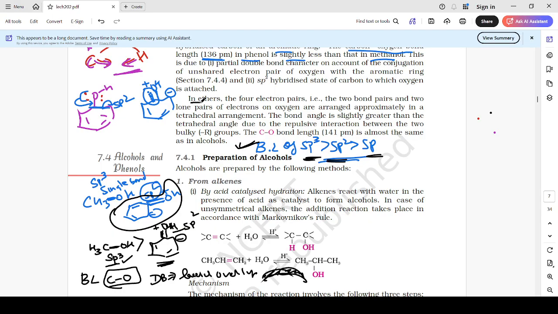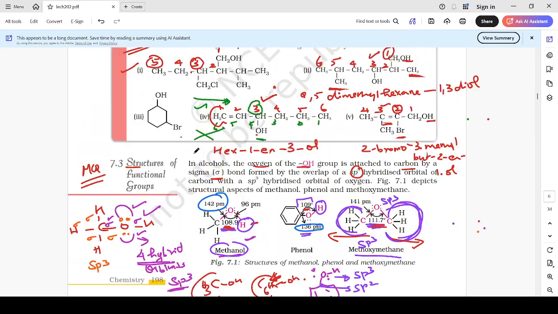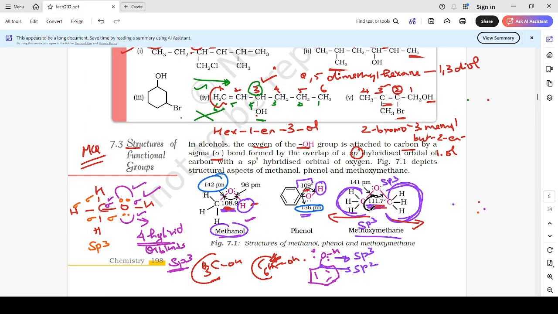I understood. So in ethers, there are 4 electron pairs. The 2 bond pairs and the 2 lone pairs of electrons on oxygen are arranged approximately in a tetrahedral arrangement. The bond angle is slightly greater than the tetrahedral angle we just discussed. Why? Because there are 2 bulky units on opposite sides, so they are repelling each other. They need some space, so the bond angle has increased.